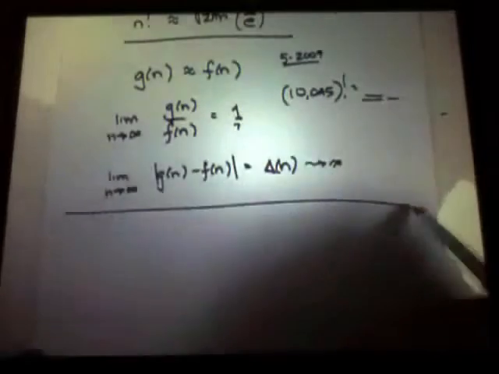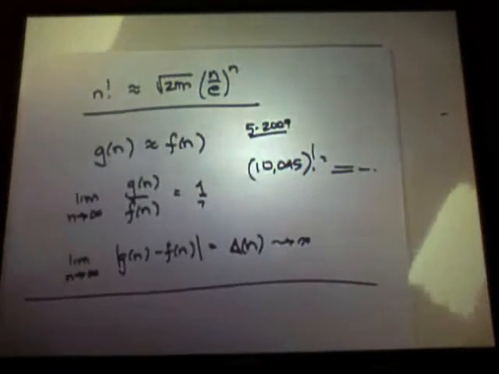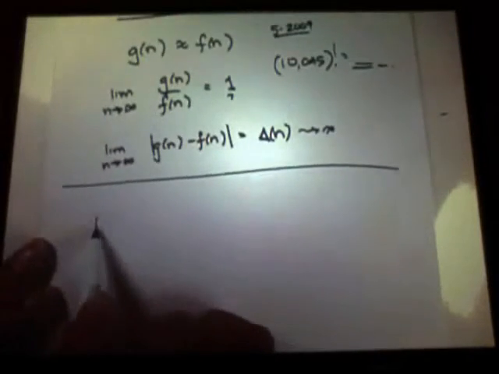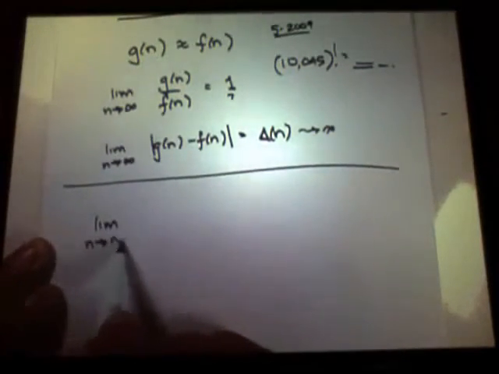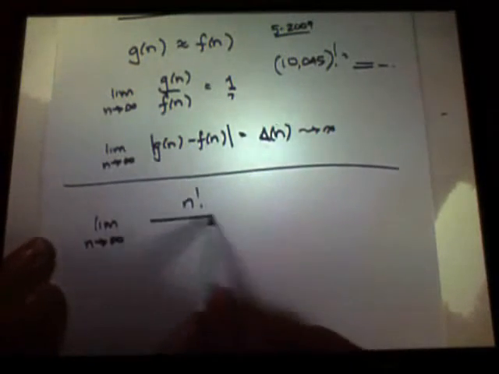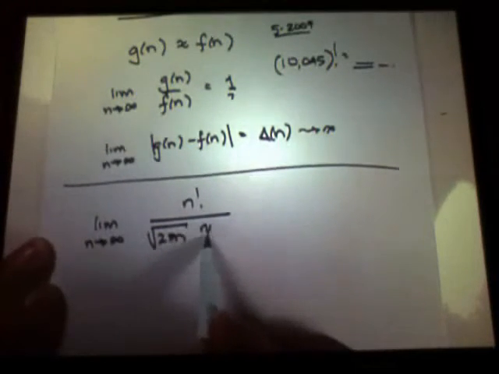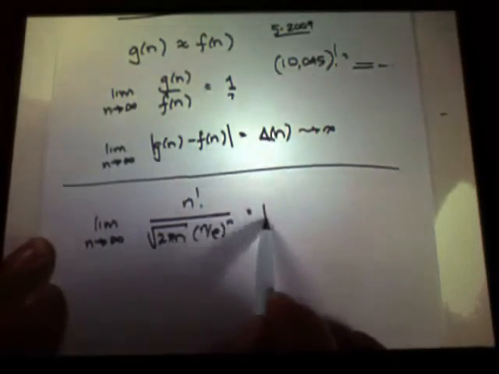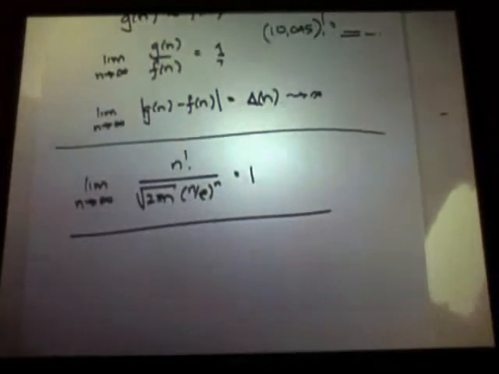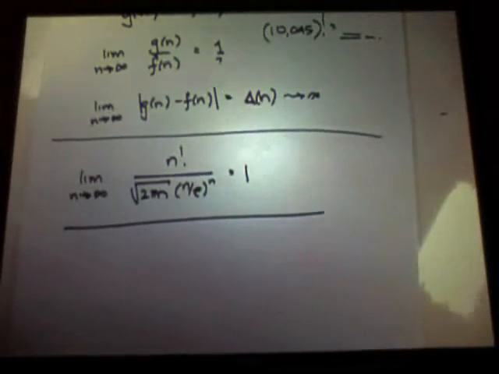All right. So this is the difference between absolute and relative error. Stirling's formula is a statement that the limit as n goes to infinity of n factorial over square root of 2 pi n times n over e to the n is 1. In other words, it is relatively error-free, but the absolute error becomes infinite.